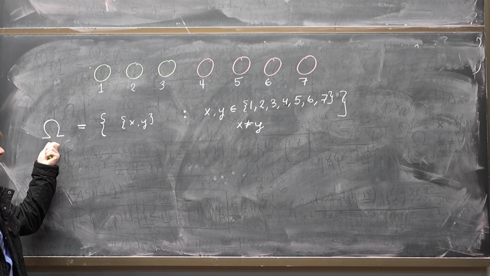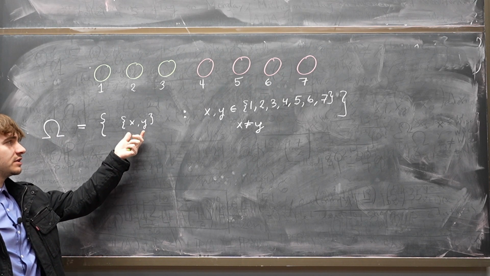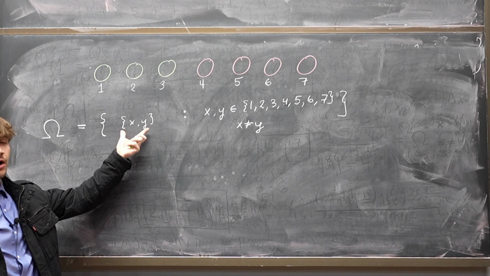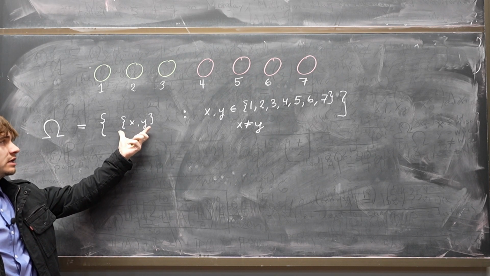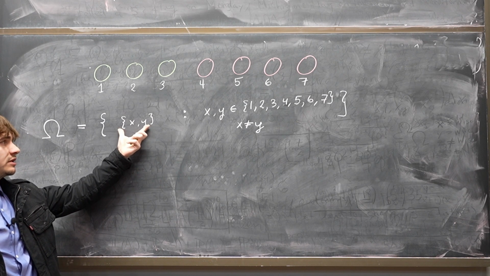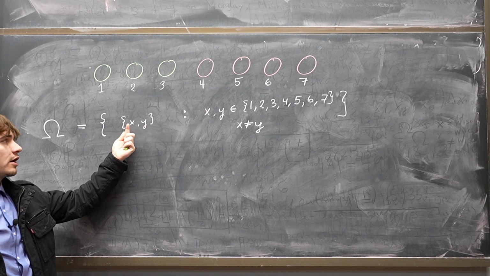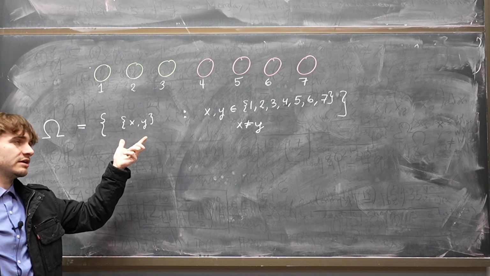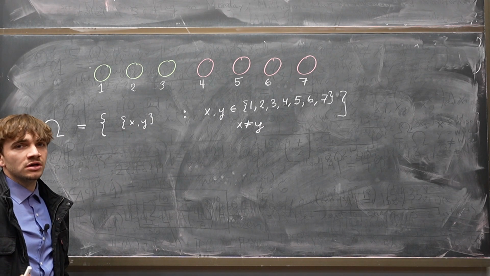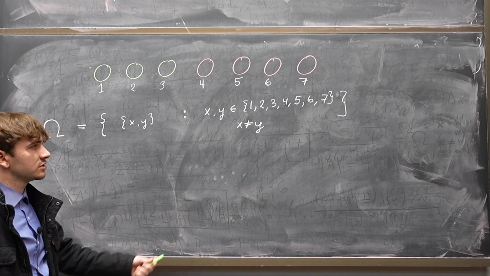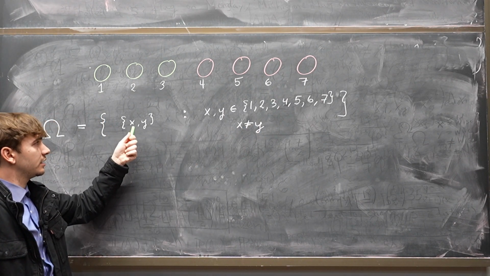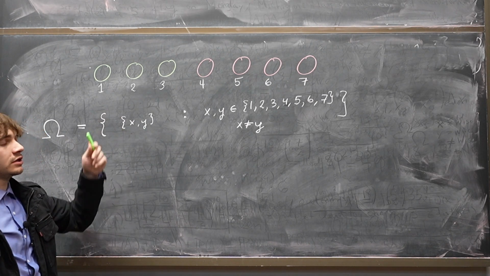So essentially, my sample space is going to be this set of sets, and each outcome in my sample space is of the form x comma y. So it's a set with 2 elements, and this x and this y are essentially the numbers of the 2 balls that I've chosen. Okay, so I'm requiring that I'm choosing the balls without replacement. So I have to ensure that x is not equal to y.